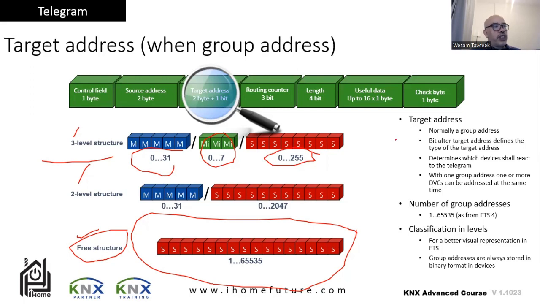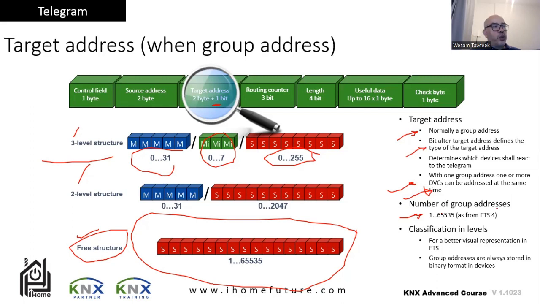So the target is normally a group address. Here I have, as you can see, 2 bytes plus 1 bit. This bit will determine whether it is a group address or an individual address. A group address means that with one group address, I can address more than one bus device. This is the number of group addresses I can get.